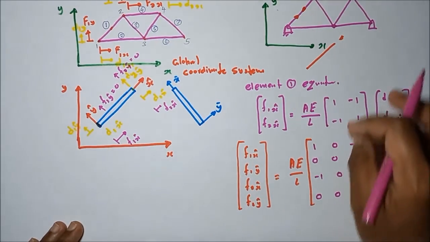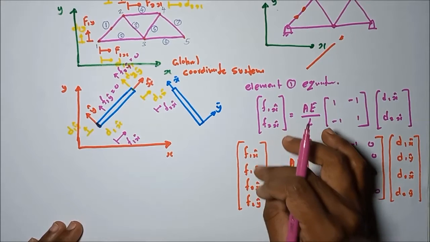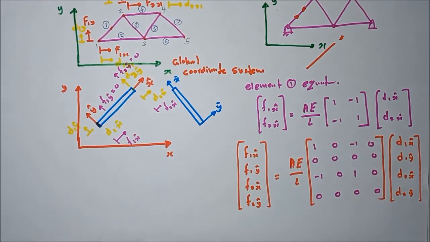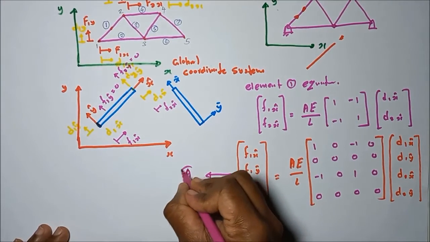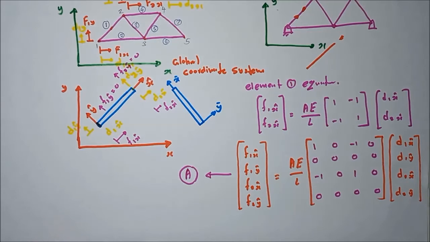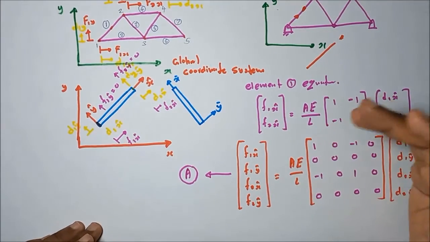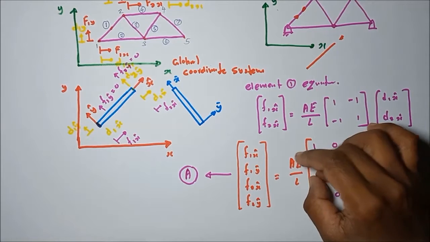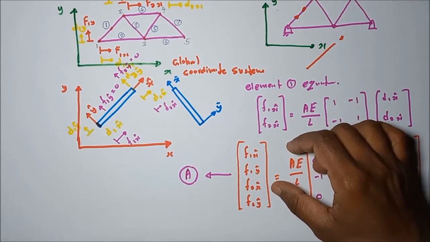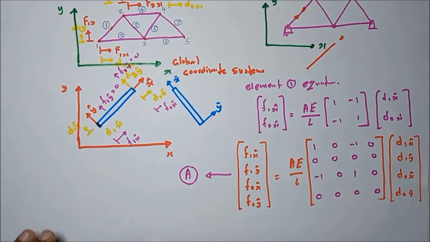Okay, similar equation, we just only include f1 y hat and f2 y hat. I will mark this equation as equation A, capital A. It is a very important equation. The element 1 equation according to the assigned local coordinate system. I think up to now everything is clear, no?